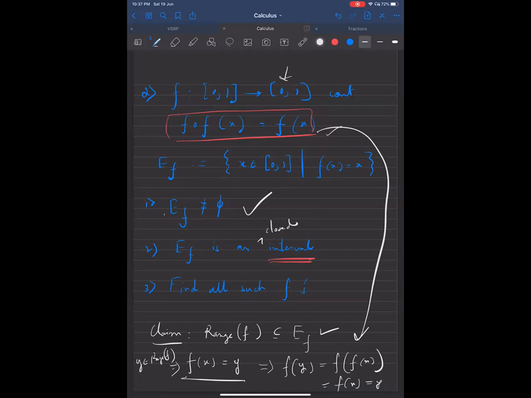Now, if that is the case, we compose f again on this equation. So f of y is equal to f of f of x. Now f of f of x is equal to f of x because of this equation. Again, f of x equals y because we assumed that. So f of y is equal to y.